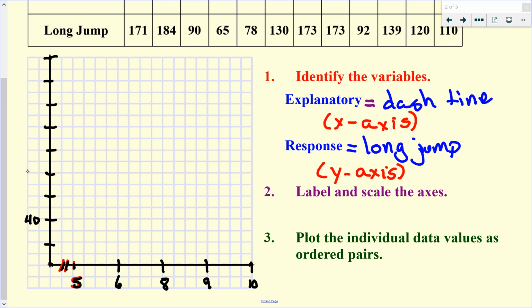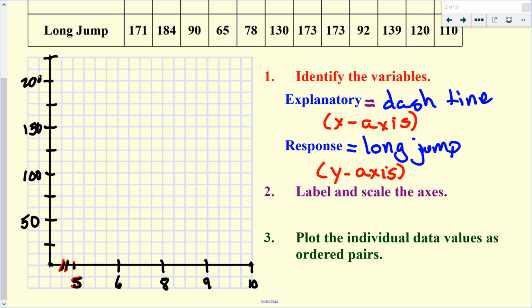40, 60, 80. Oh, it's not going to count it. We're going to have to go with it. Oh, I didn't do that right. This one should be 80, 120, 160. Okay, that should be good. Oh, no, we go all the way to 184. So I'm going to go ahead and count by 25. So it should be 50, 100, 150.